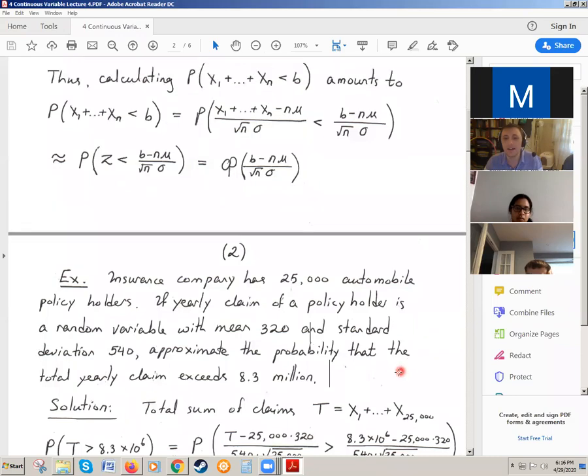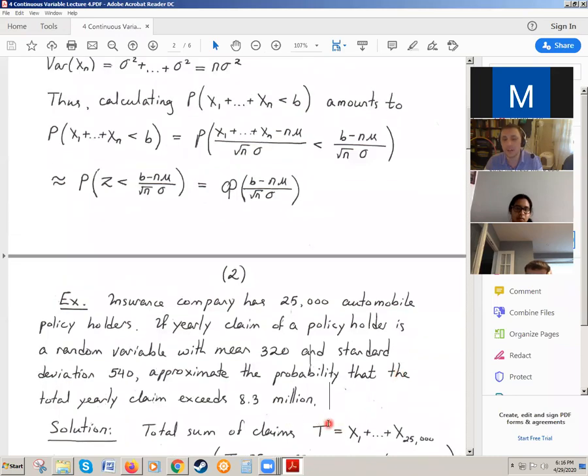Let's see if you can figure it out before I show the answer, right? What is your estimation? Do your best to set up this problem and solve it. You understand how you do it, right? Again, the idea is that each policyholder will file a claim independently of any other policyholder. Let's say they don't know each other. And then from that information, you want to estimate the probability that over $8.3 million will be asked.